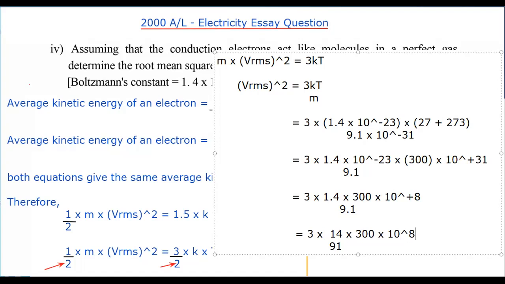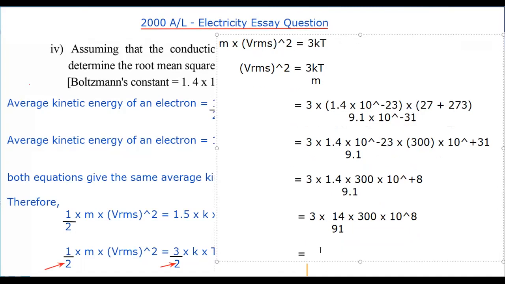Or is there anything else that can be done? So 14 and 91 can be cut. 14 and 91 divided by 7. How many sevens in 91? 13. What about the others here? 14 divided by 7 is 2. 91 divided by 7 is? It is saying to me 13. Is it correct? Yes. Then this 300 will be there into 10 to the power 8 will be there. After that, what can we do?